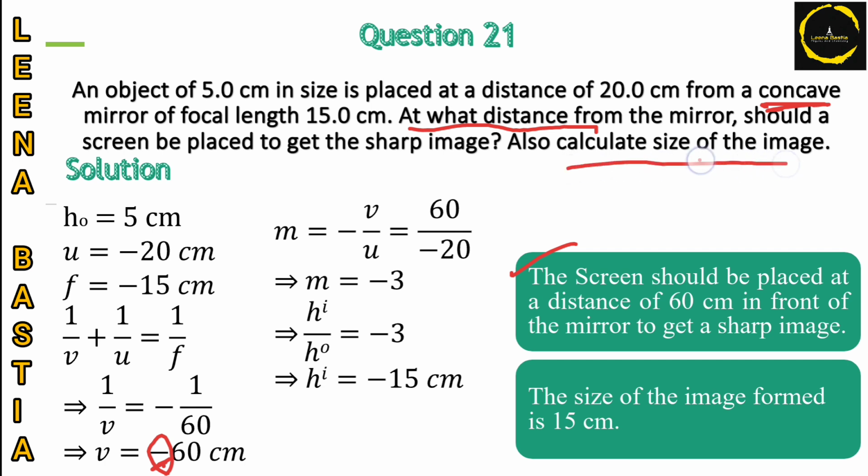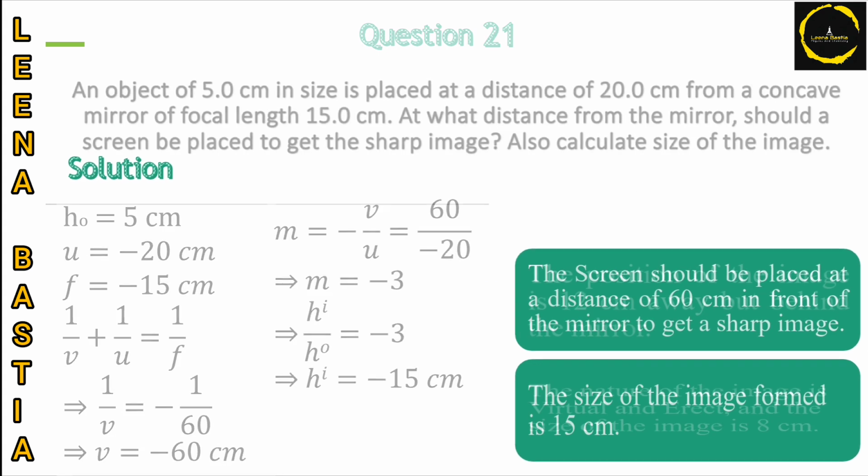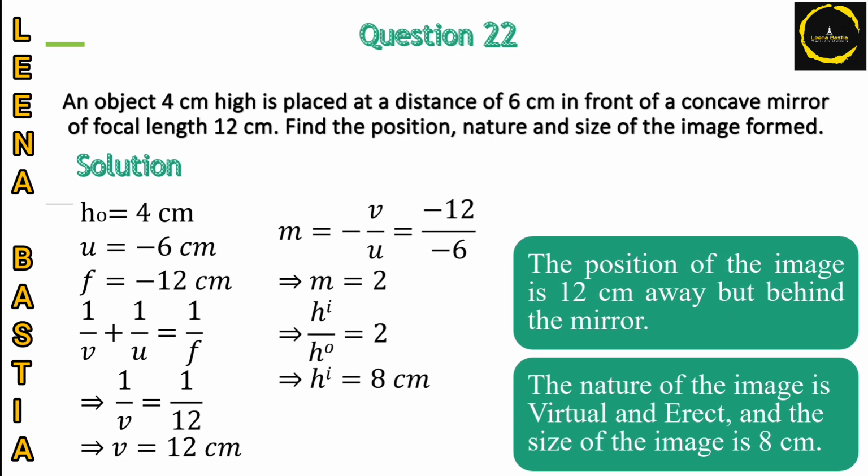So the first part we have written. Now calculate the size of the image. The size of the image formed is 15 centimeter. Clear? So let us move to the next question, question number 22. Question number 22 says an object of 4 centimeter height is placed at a distance of 6 centimeter from a concave mirror of focal length 12 centimeter. You have to just see that it is the same question with different digit values, and here you have to mention the answer in terms of position, nature and size of the image.